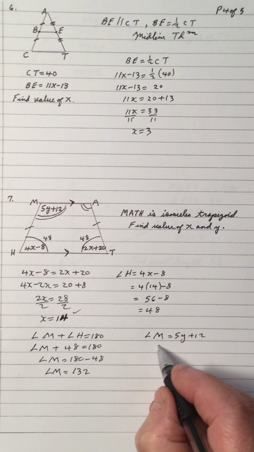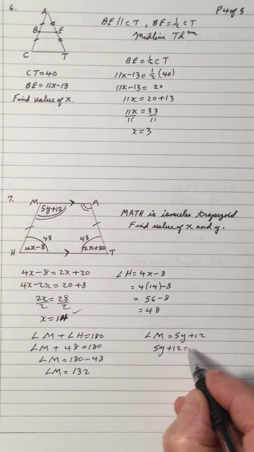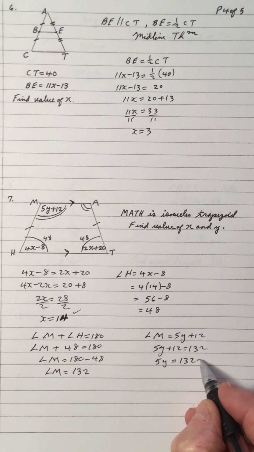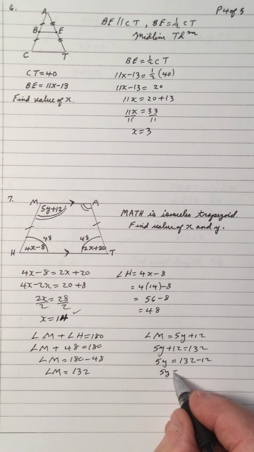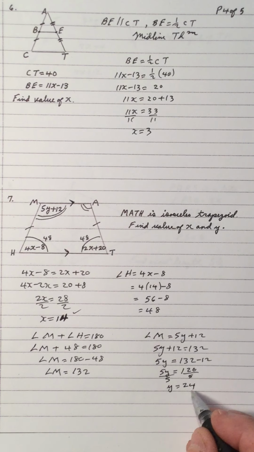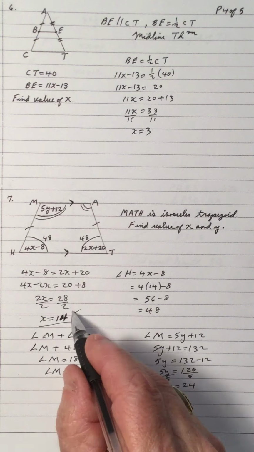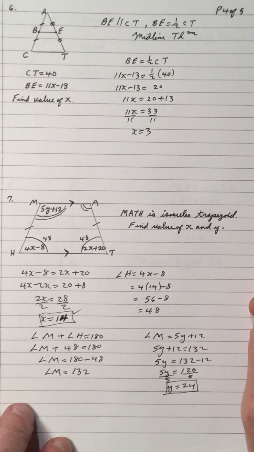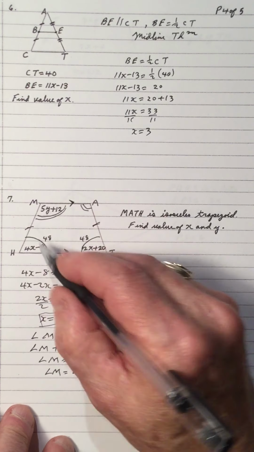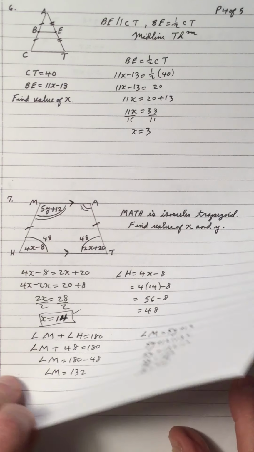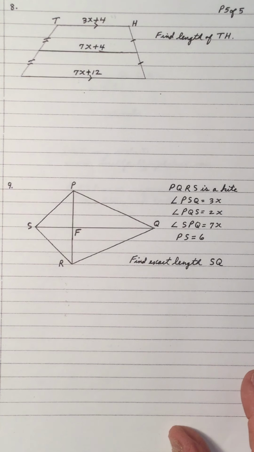Angle M is 5y plus 12. So that means that 5y plus 12 is 132. And we solve the equation. Move the 12 to the right, make it a minus. That's 120. Divide by 5, and y becomes 24. So x is 14 and y is 24. Using the properties of an isosceles trapezoid, which means the legs are equal and the base angles, these two angles are equal and these two angles are equal, solving the equations. And number 8.